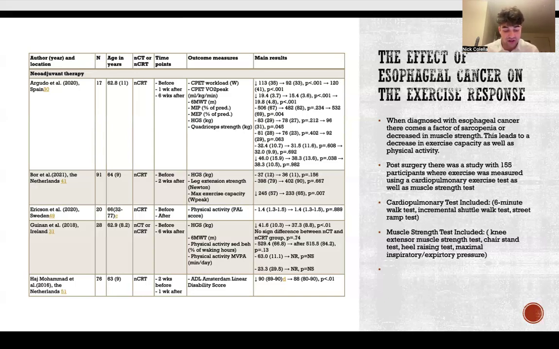The third, really no significant change. The fourth, there's a drop in hand grip strength and other physical activity metrics. Didn't show any significant differences between groups. And the fourth, it showed a significant decrease in all aspects, cardiopulmonary and muscular strength.